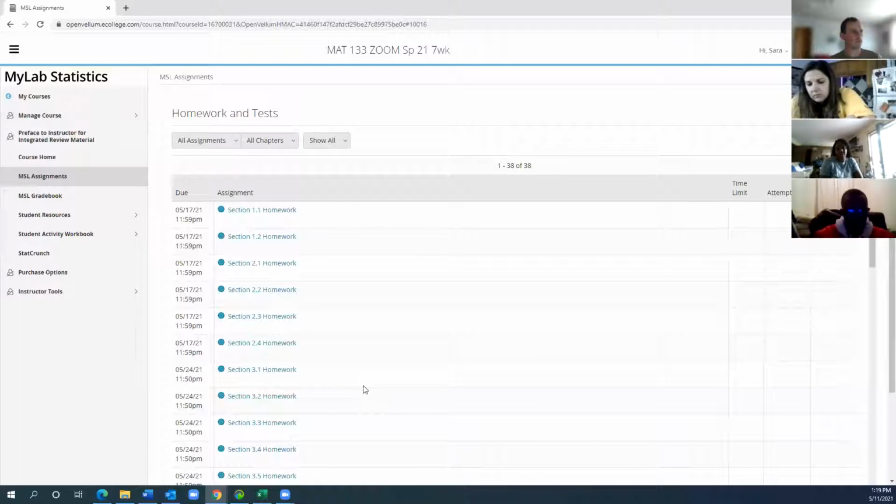So if something happens and your MyStatLab's not working and it's late at night on a Monday and something gets turned in late, you have a low grade, I drop the lowest 3 to 4 scores.